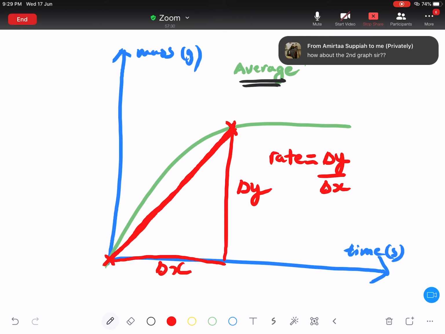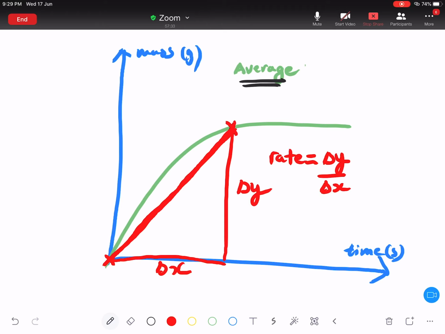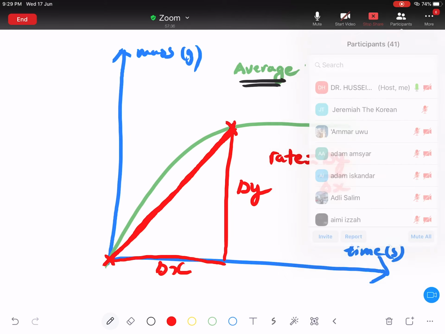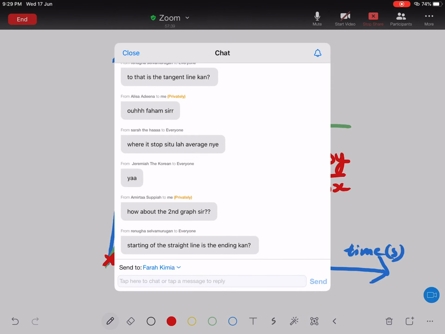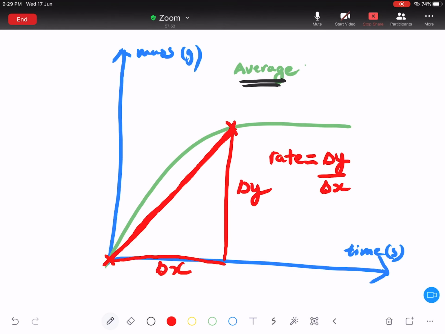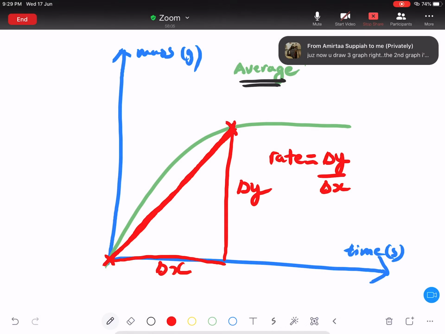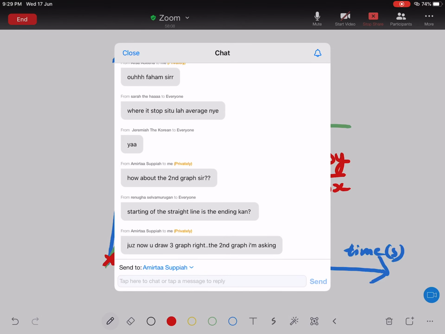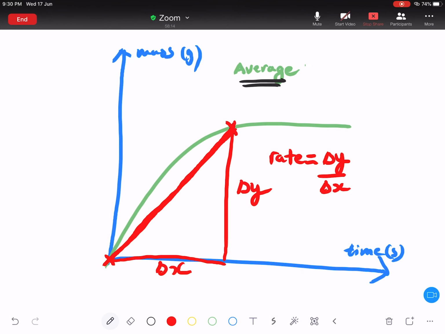Okay. Now guys, how about the second graph, sir? Second graph? What do you mean by second graph? I can't understand, girl. Amita. Amita Supia. Starting of the Renuka, starting of the straight line is the ending, kan? Yes, it is the ending. Yes, Amita? Okay. Amita ada soalan dia hantar privately. Just now you draw 3 graph, right? The second graph I'm asking. Okay, Amita, in the second graph, okay, I raise this.